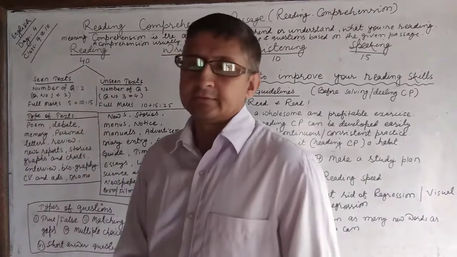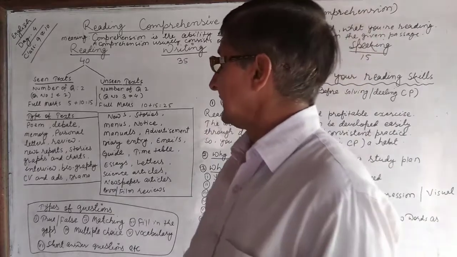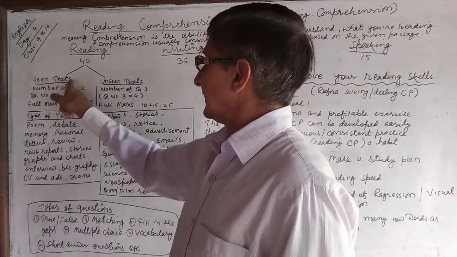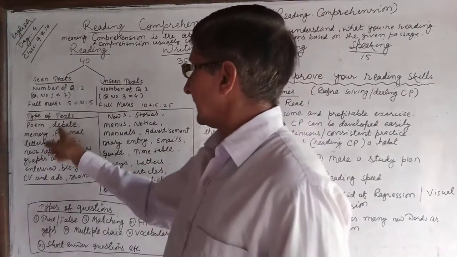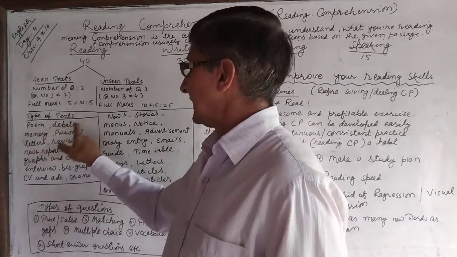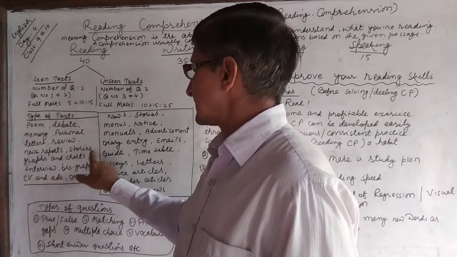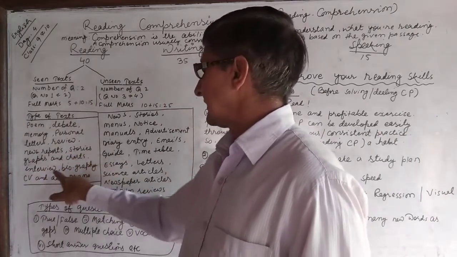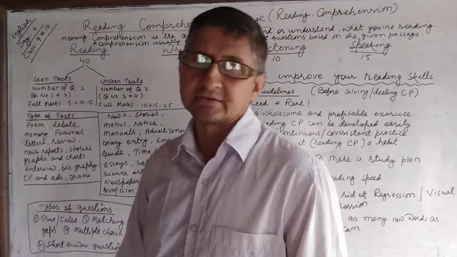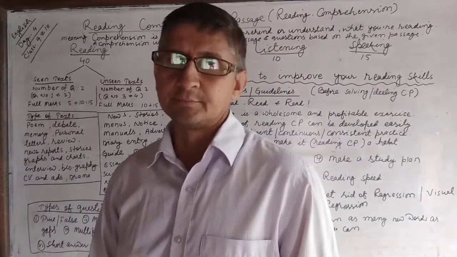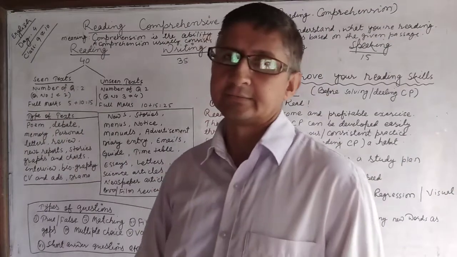The types of text that are asked in the reading section, in the unseen part of the reading section, are poem, debate, memory, personal letters, review, newspaper reports, stories, graphs and charts, interview, biography, CV, advertisement, and drama. These are the different text items of unseen text.